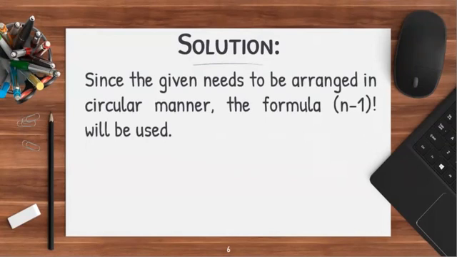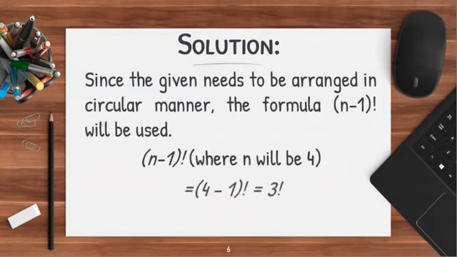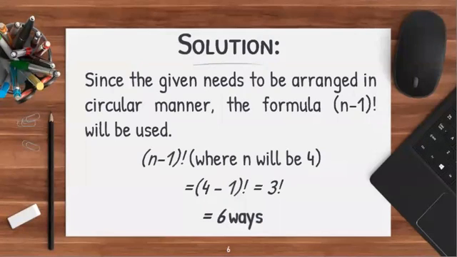So substitute lang po natin yung given natin. Ang sabi po ay 4 people po yung uupo, kaya po ang value po natin ng n is 4. So substitute natin sa n minus 1, it will give us an answer of 4 minus 1 factorial. So simplifying, it will give us 3 factorial, and lastly, our final answer will be 6 ways. So ibig sabihin po, there will be 6 ways on how we can arrange those 4 people around a table.